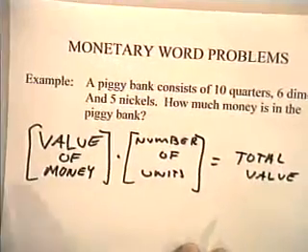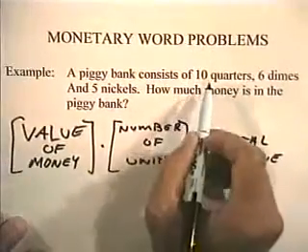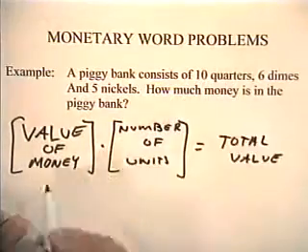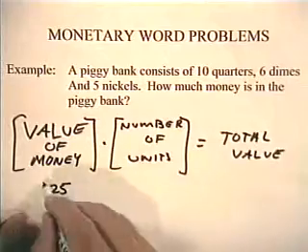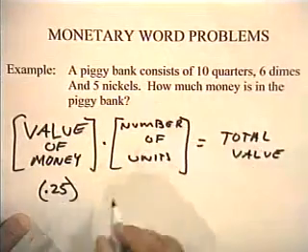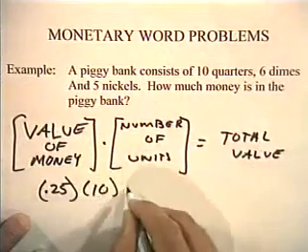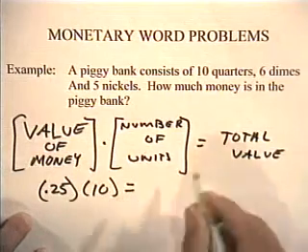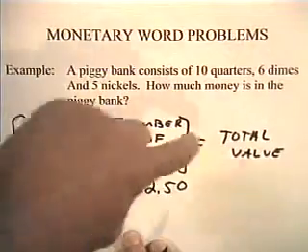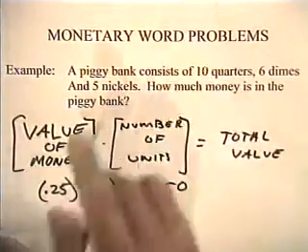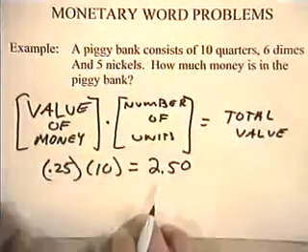For example, in our example here, we have 10 quarters. The value of a quarter is 25 cents times the number of quarters, which is 10, and that, of course, gives us $2.50. So this is the formula that we're going to use. Let's go ahead and figure out how much money is in this piggy bank.